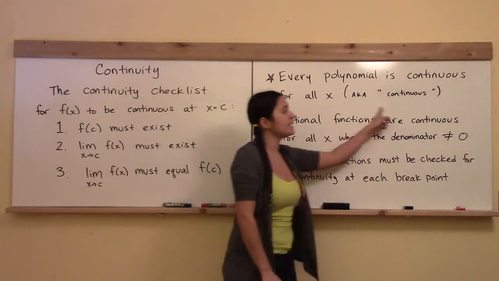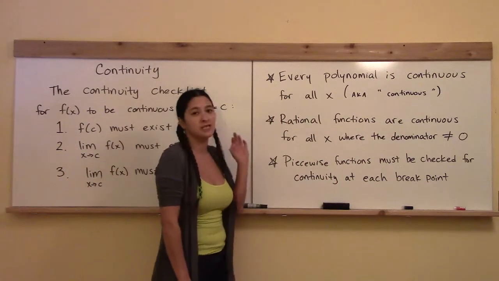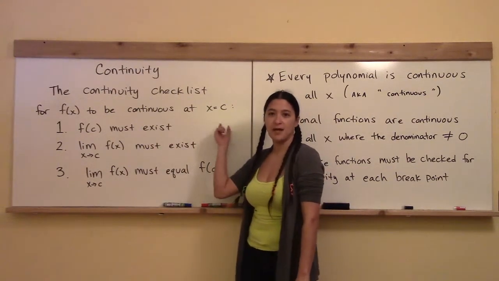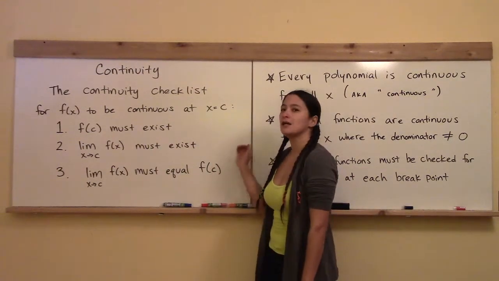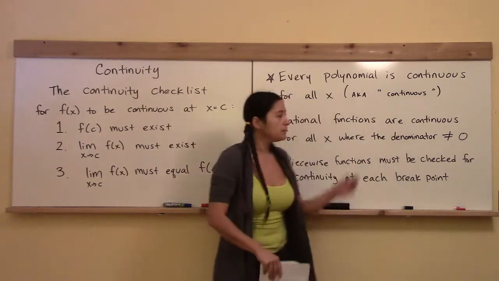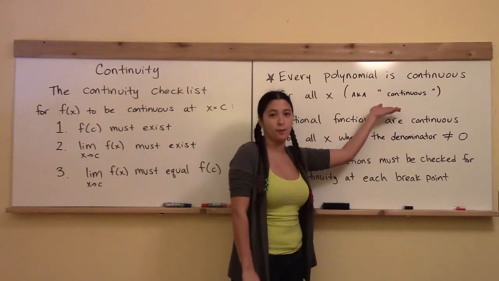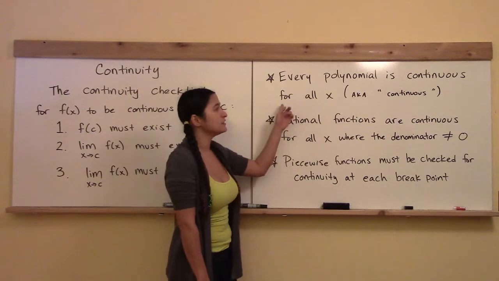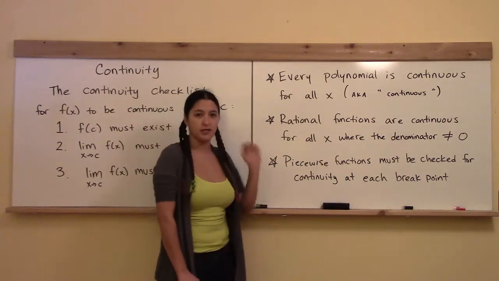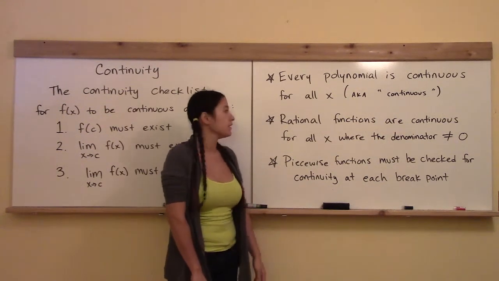Now here I've written aka continuous because some places may just refer to that function as continuous. Over here I've said continuous at a point. That means that this continuity checklist checks out at each and every point, at each point c. But if somebody just says that a function is continuous and they didn't tell you what point it was, it means that the function is continuous for all x. Okay? So if you recognize a polynomial, you'll know that it's continuous for all real values of x right away.